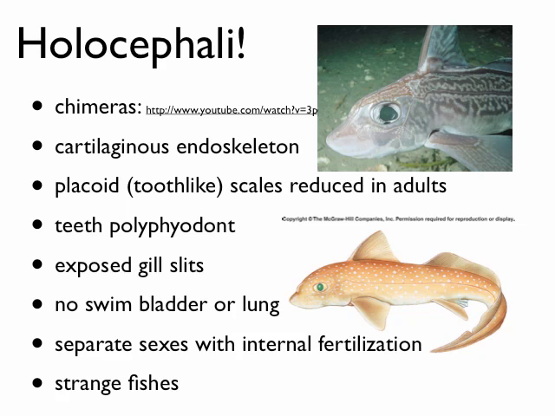The holocephali include the chimeras. There aren't a ton of them. There probably were more in our past. They have a cartilaginous endoskeleton. They have, again, placoid scales, but they're really reduced in adults, so they seem kind of soft and fleshy, as opposed to, you know, the sandpapery feel that you may have experienced with sharks. They have the polyphyodont teeth and exposed gill slits. They lack the swim bladder or the lung. They're clearly similar in many regards to the elasmobranchs. They're very, very odd looking critters.